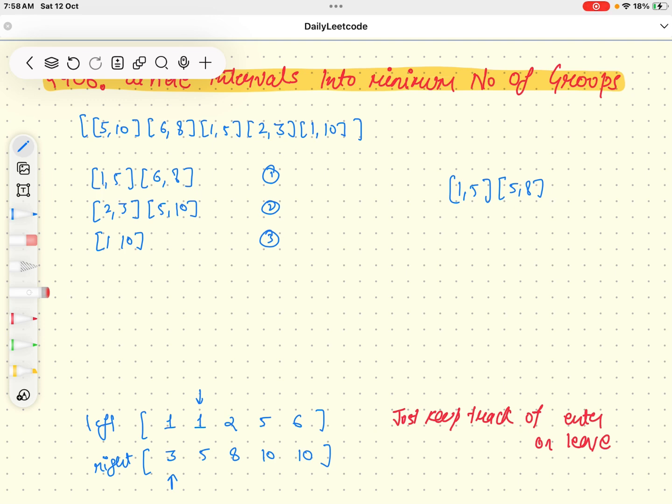We will treat left as arrival time and right as departure time, and we will keep track whenever there is an entry, or we can say the start of an interval, and a leave, or the departure of a train, or we can say the end of an interval.